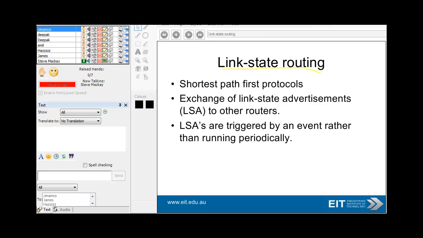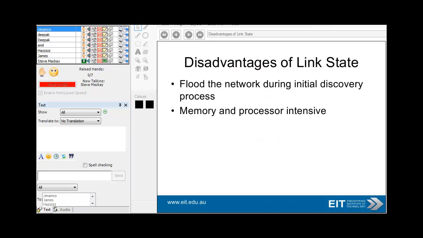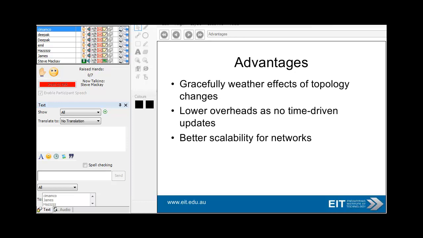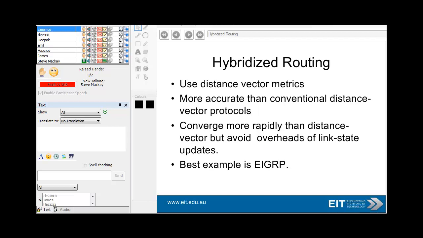Link state is probably the next version, next level up. Shortest path first protocols. And this is where things get a little bit more difficult. I'm not going to worry too much about this. The advantage of the link state is that they're pretty good with handling changes in your topology, in other words, the structure of a network. They're lower overheads, and they're better to scale if you increase the size of your network.